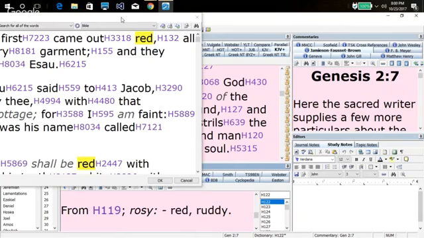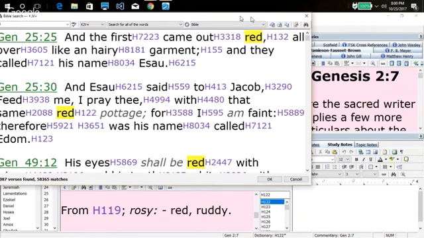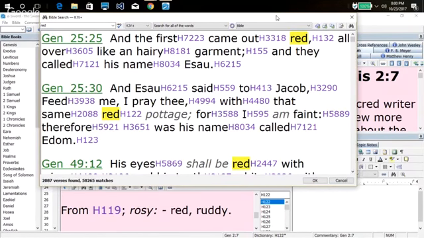So let's look at this real quick. Notice something. Whenever you see this term red, you don't see it in comparison to someone's countenance, in the sense of their youthful looks. We're going to get into why that is. Let's keep going down.